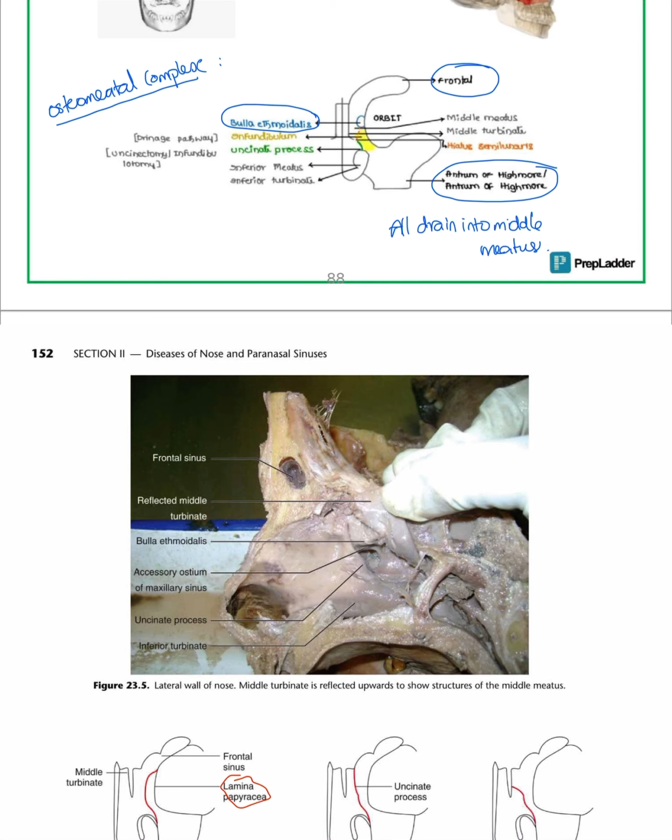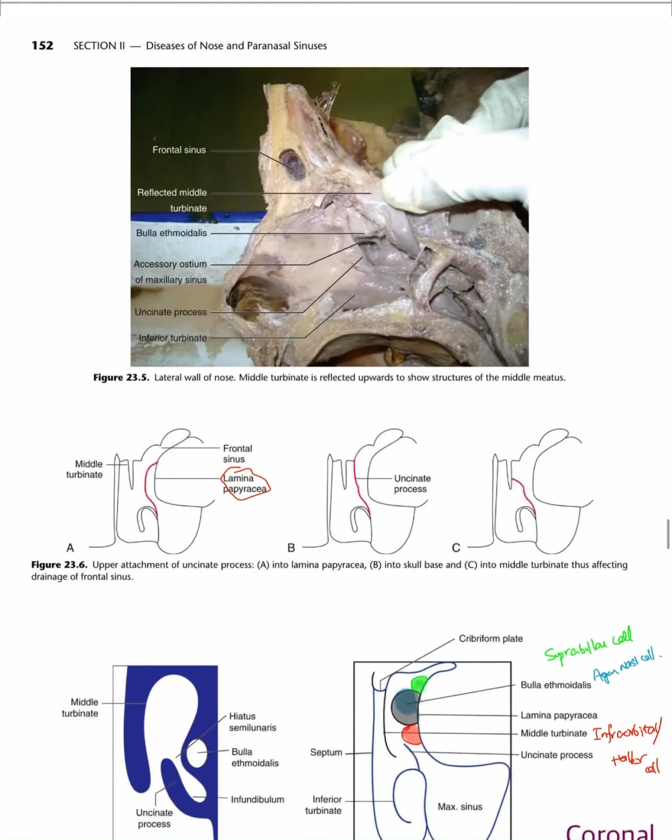You can see the opening of this maxillary sinus, then the frontal sinus here, and then the bulla ethmoidalis you can also find here. All of these open into the middle meatus. This process is the uncinate process which covers all these. If there is any blockage here, it can block all 3 sinuses. So this osteomeatal complex is very important.